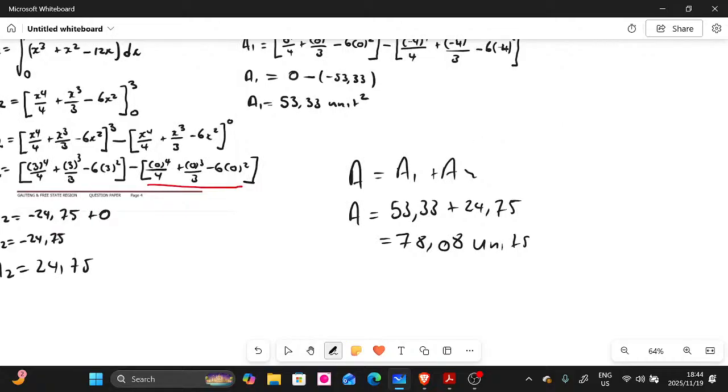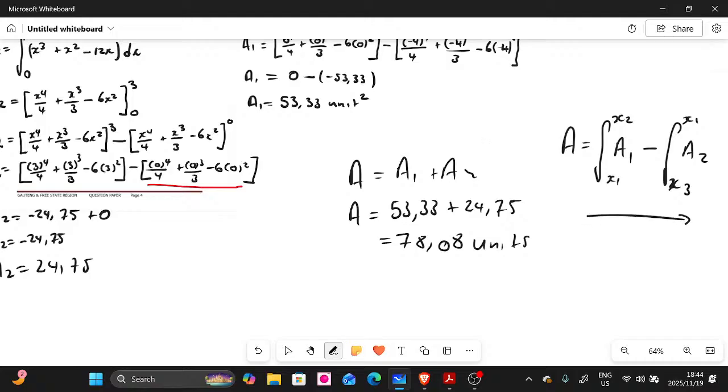The actual formula is that the total area is equal to, obviously, the upper limit, let's say x2, then this is x1, area 1, minus the integral from x2 to x1, I mean, let's say x1 here, and x3 there, and then this is going to be area 2. So basically, this is what is happening when we have a cubic. This is the formula there. Okay.